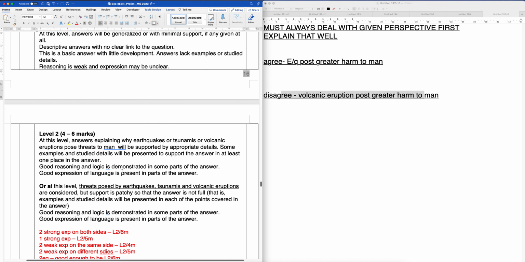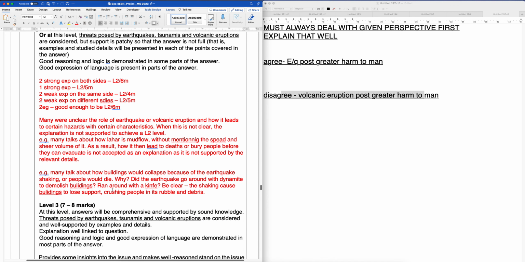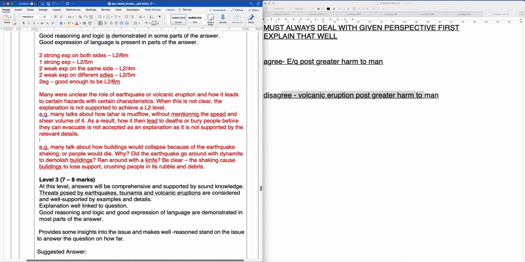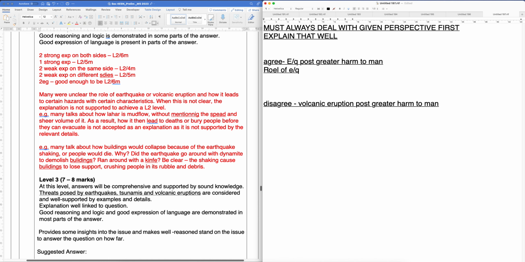Now, there are a lot of patchy explanations that we want you to take note of. Some of you talk about buildings collapsing because of earthquake shaking. Sorry, let me deal with it. First things first, you must be very clear what the role of the earthquake is. Some of you just jump straight to saying that buildings will collapse. But what's the role of the earthquake? How did the earthquake cause it? Maybe it's the shaking from the earthquake, which caused the buildings to lose support and hence collapse.